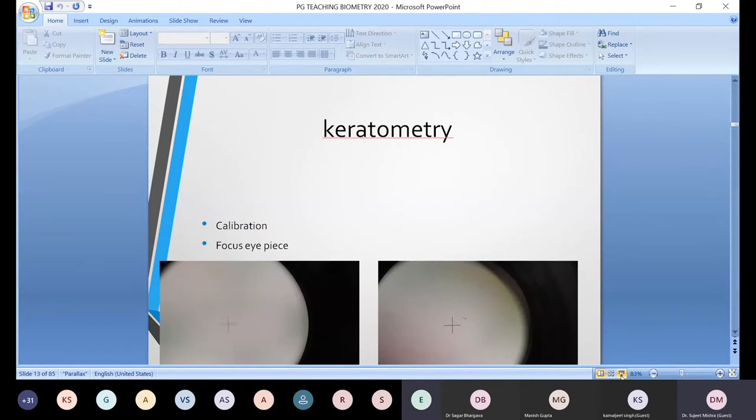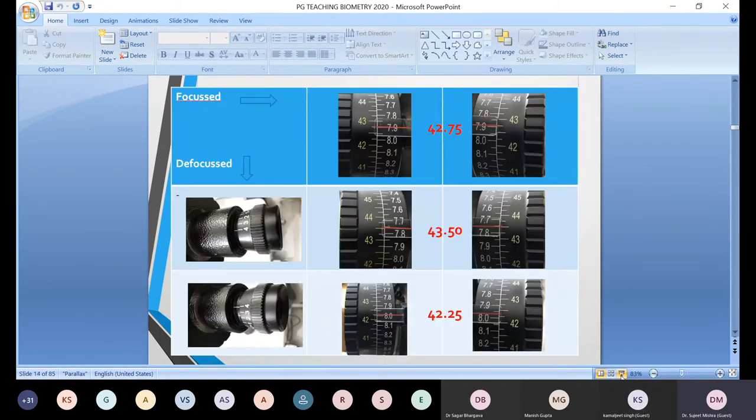Now, coming to the ground level, you will come across the manual keratometer as a resident. A few basic things you have to keep in mind. The machine should be calibrated and you have to focus the eyepiece. Two images: on the left side you can see the blurred cross, and on the right side you can see the focused cross. Now, what will happen if it is not calibrated?